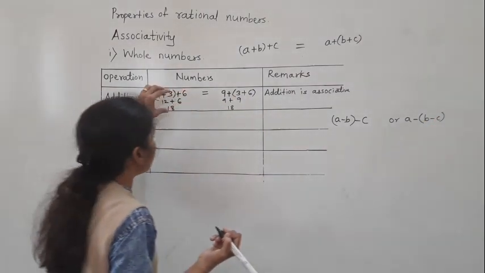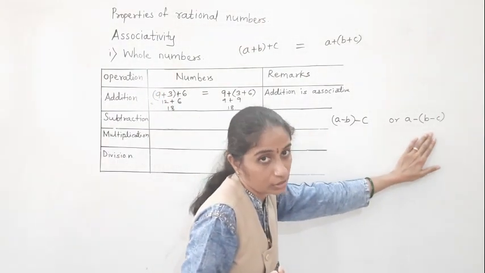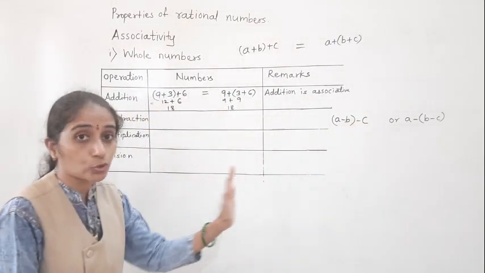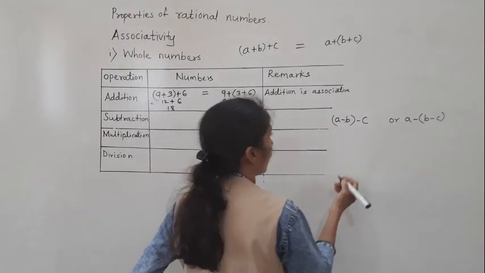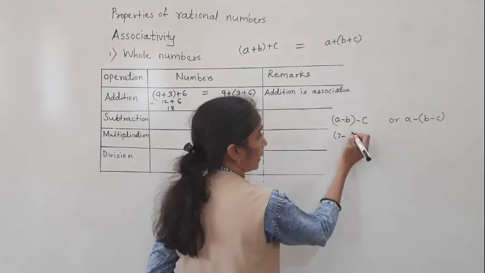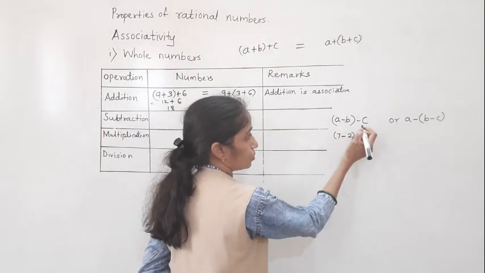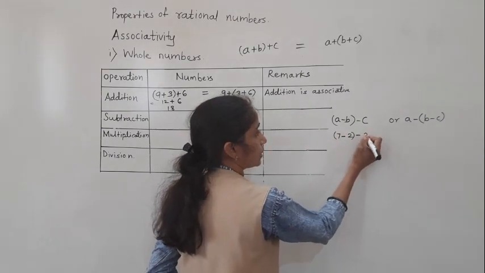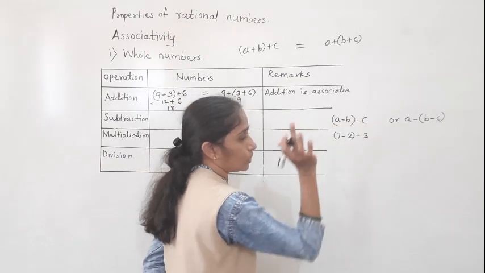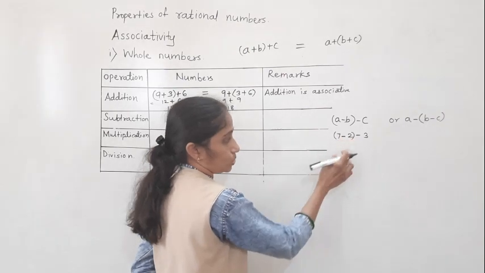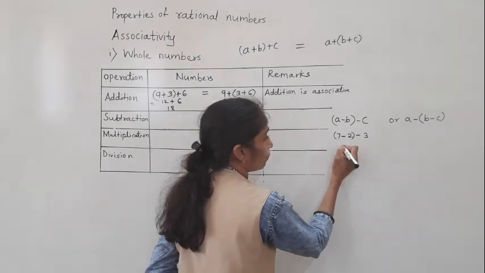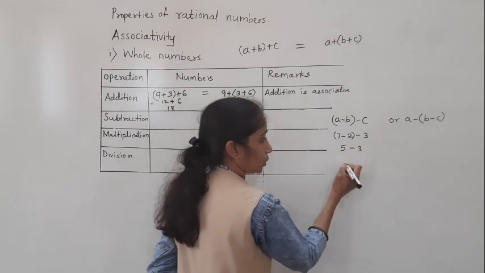Okay, here we did it for addition. Now we do it for subtraction. The grouping is the same, with the same variables, only here it is subtraction. Now we will see whether both of them are equal or not. Suppose A is 7, B we will take 2, and the value of C is 3. Now (7 − 2) in the bracket, minus 3. First we solve the bracket: 7 − 2 is 5, 5 − 3 is 2.